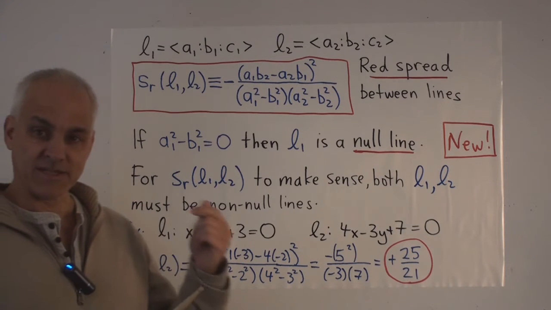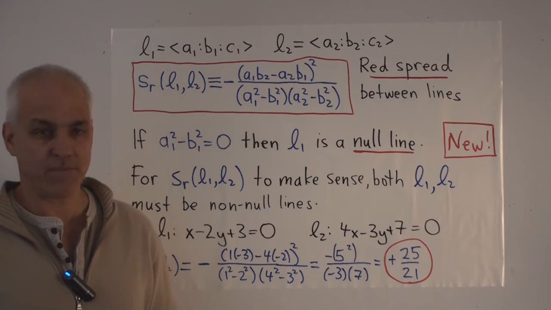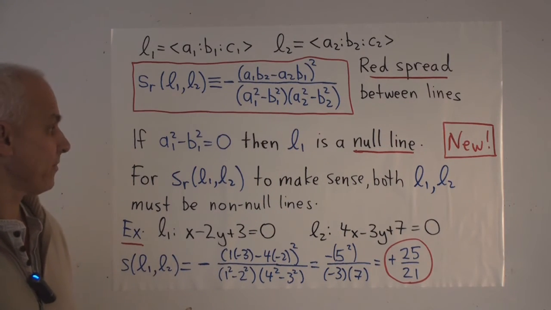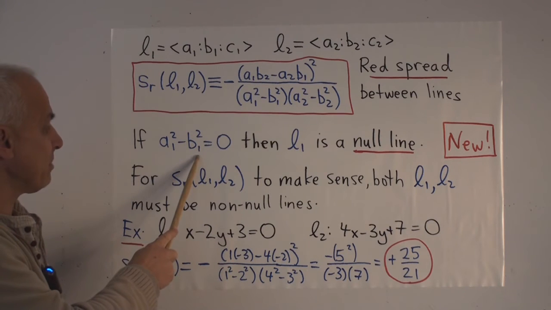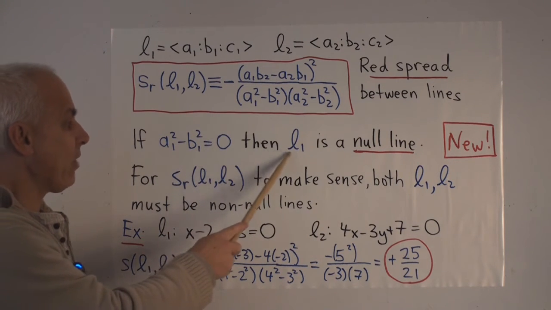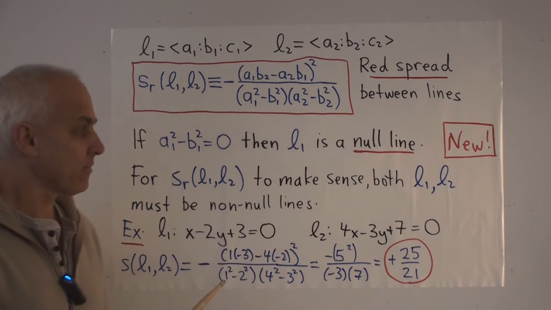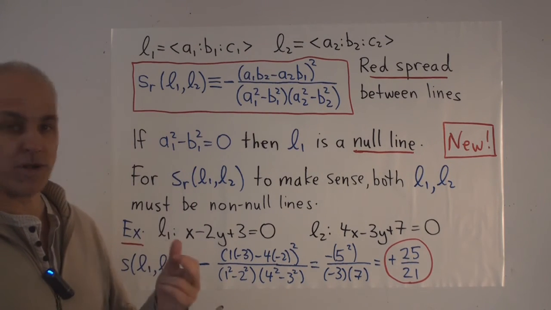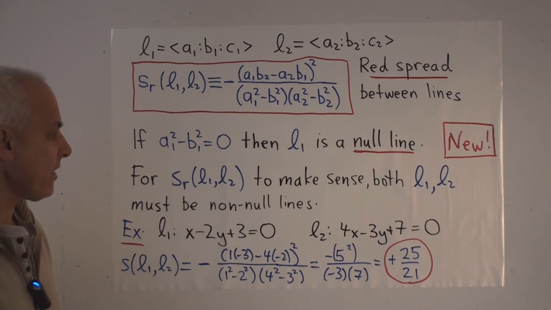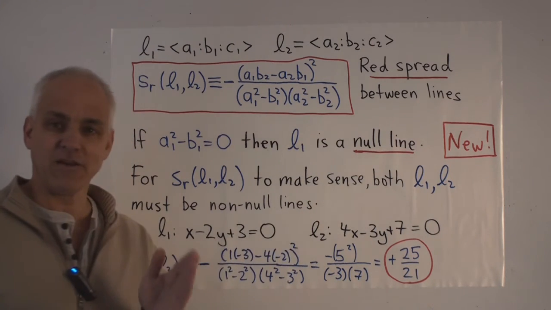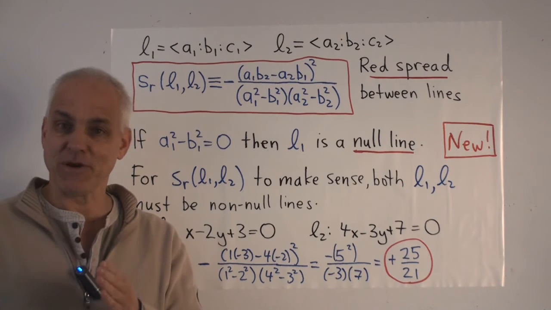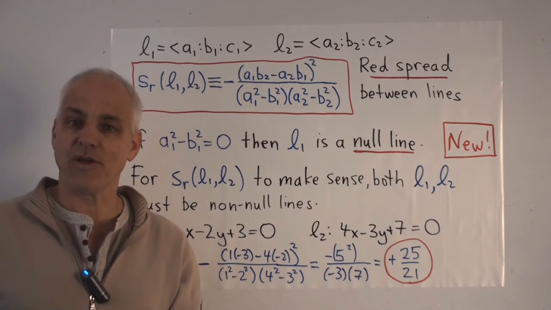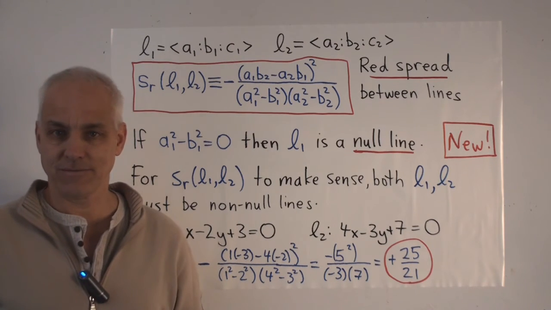Something happens with this definition that doesn't happen with blue geometry. It's perfectly possible for one of these factors, or both of them, to be 0. If a1 squared minus b1 squared equals 0, then L1 is called a null line. That, of course, just amounts to the condition that a1 and b1 are either equal or negatives of each other. This is a new definition, the idea of a null line. And it's very much in the spirit of Einstein's special theory of relativity, where null lines are the world lines of light, photons.